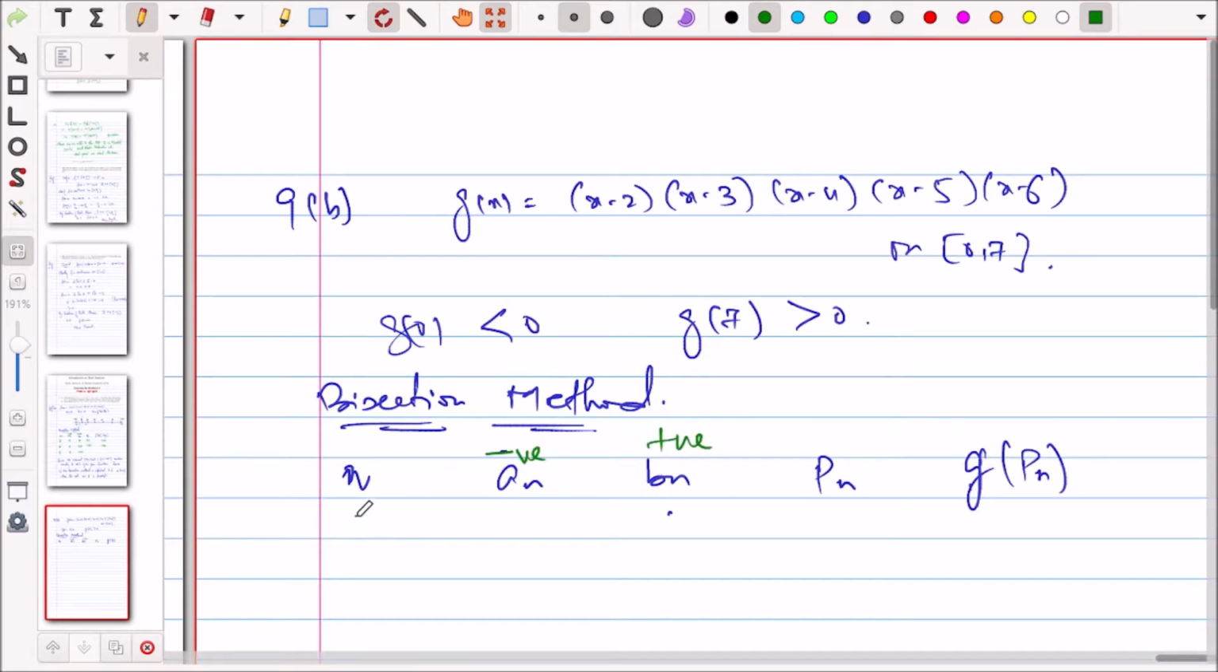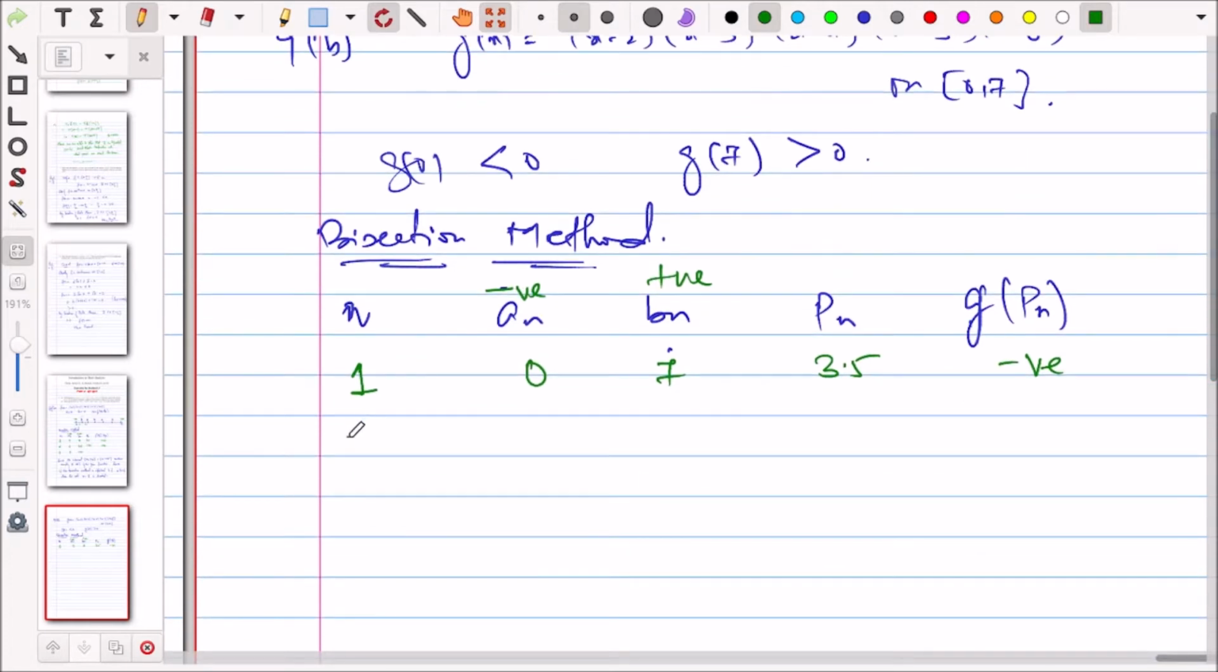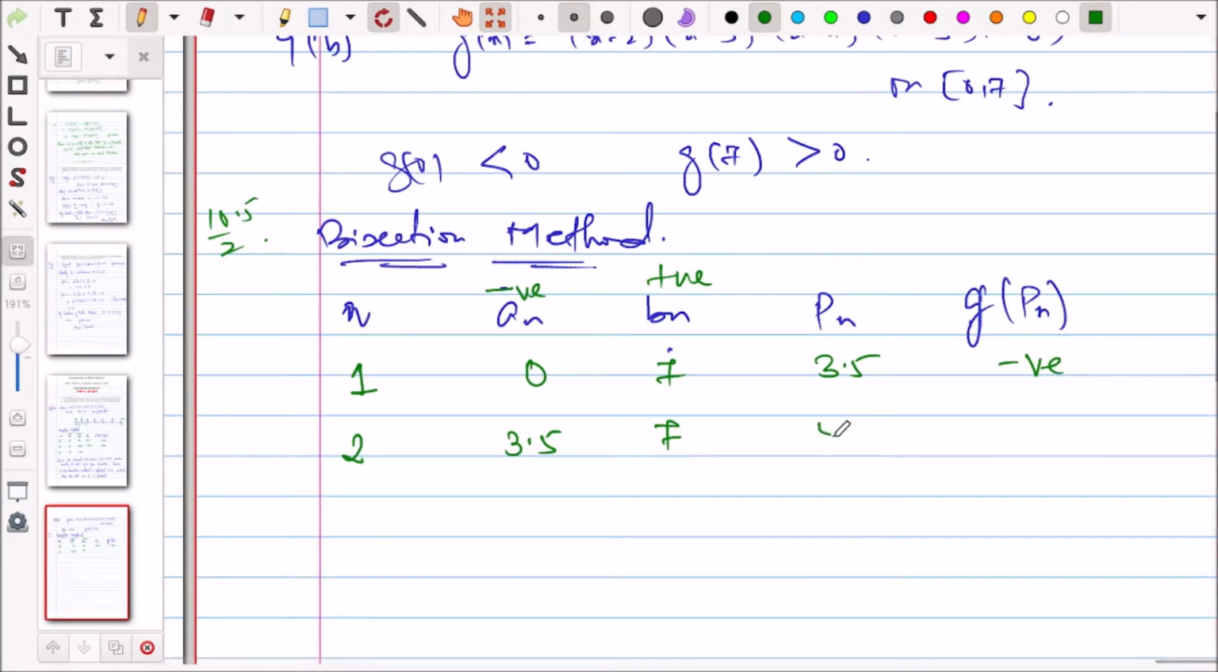Now n is equal to 1, so this one is 0, 7, then 3.5, and it came out to be negative. Because it is negative and the sign of this is negative, our an will change. So now an will become 3.5. At the second step our an is 3.5, bn is 7, and so what will be this? 10.5 by 2, it is 5.25.